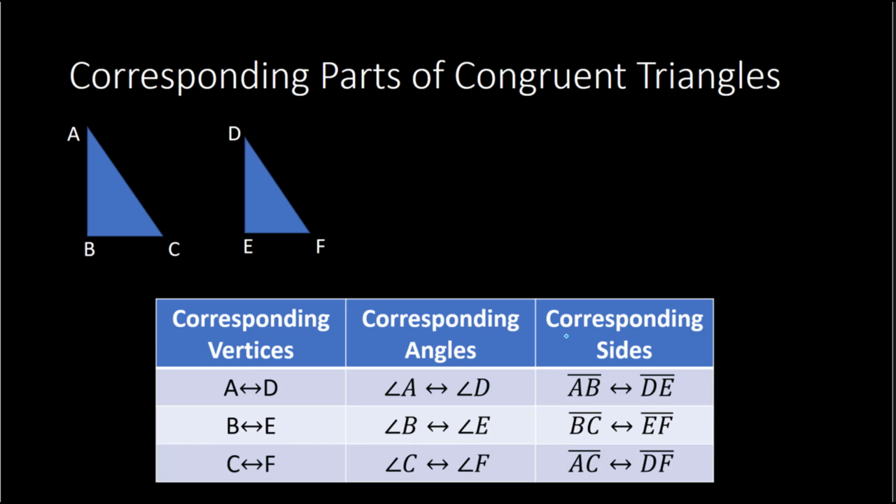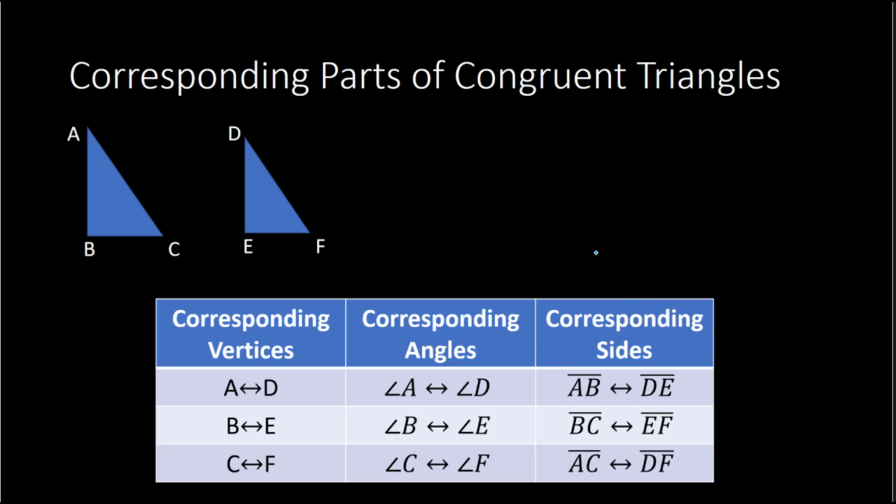And then thirdly, we have corresponding sides. So this left side over here, AB, corresponds with the left side over here, DE. So AB corresponds with DE. And then BC on the bottom corresponds with EF on the bottom over here. And then AC corresponds with DF on the side. So those are the corresponding parts of these congruent triangles.